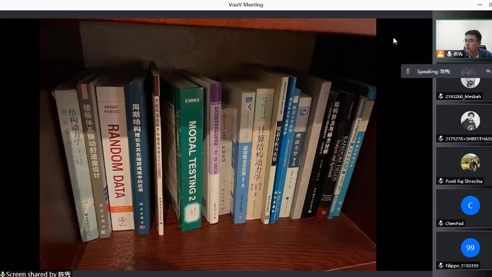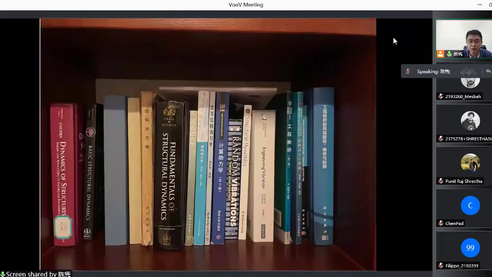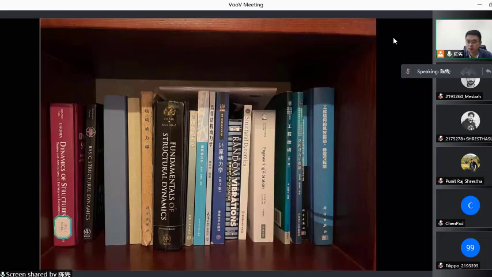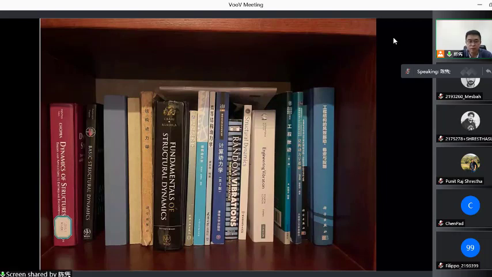Here are some of my collections. Sorry, the titles are in Chinese. But you can see there are many, many textbooks, some are in English. This one is by Chopra, just mentioned, the third one. And you can also see other books like engineering vibration, structural dynamics, different textbooks. They all have their own features. But normally they share the same basic principles and ideas. They tell the story from different angles. So if you find these textbooks, you can cross-check on the same topic.